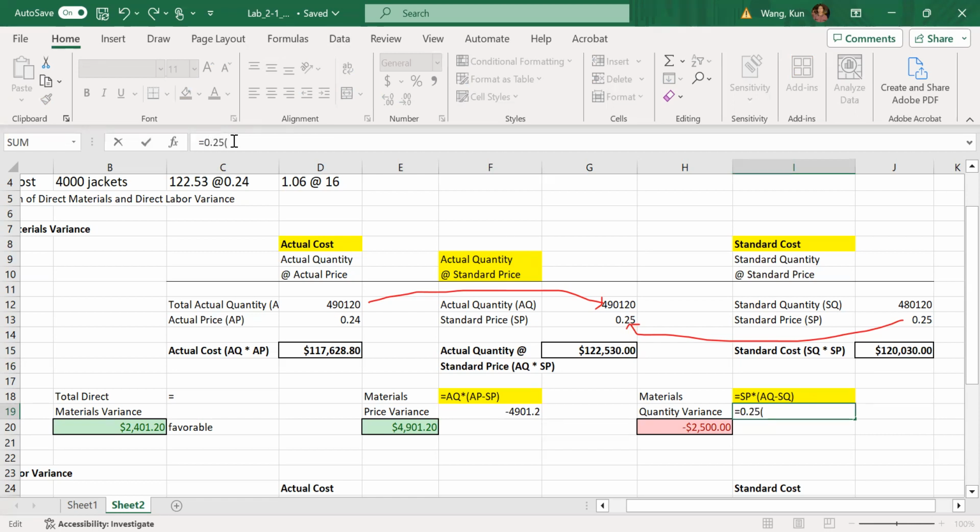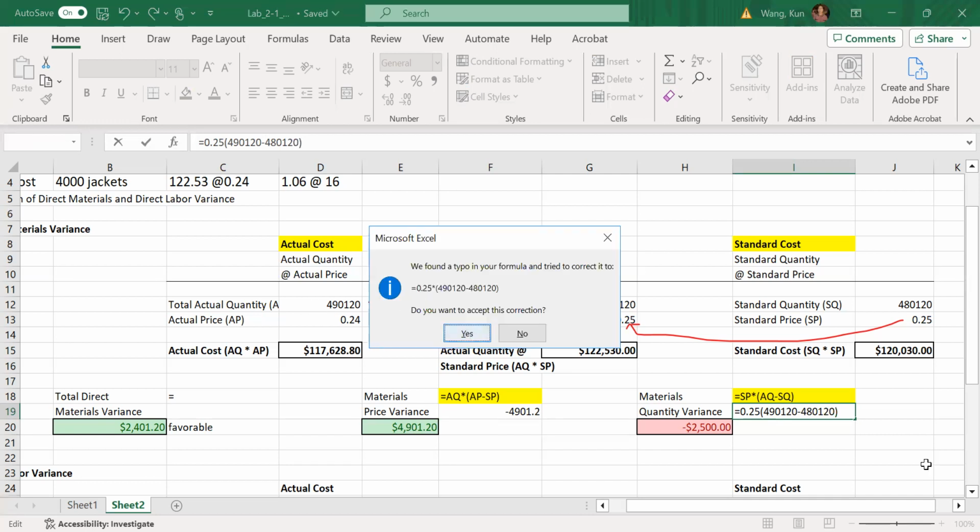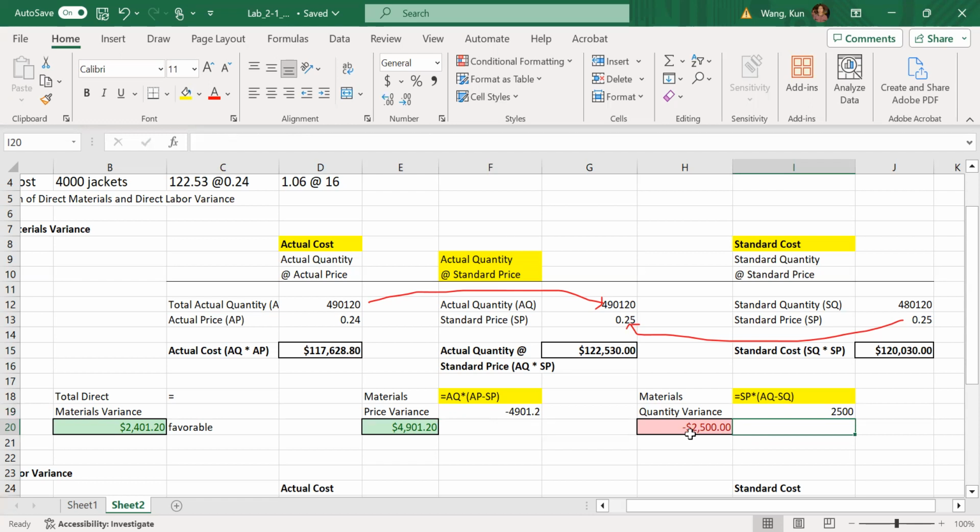0.25. So actual quantity, we have it here. Okay, so I'm copying the number directly. 490, and then 480, 120. You should get the same number. 2,500 unfavorable variance for the quantity variance, which is the usage. We use more material on the jackets than we were supposed to based upon the budget, or based upon the standard cost. So this is unfavorable.